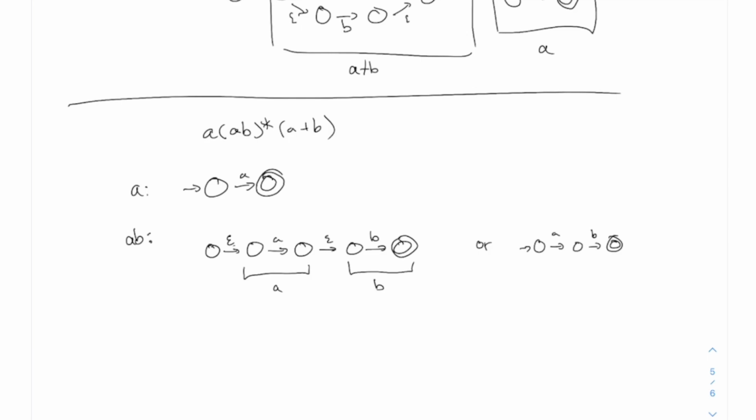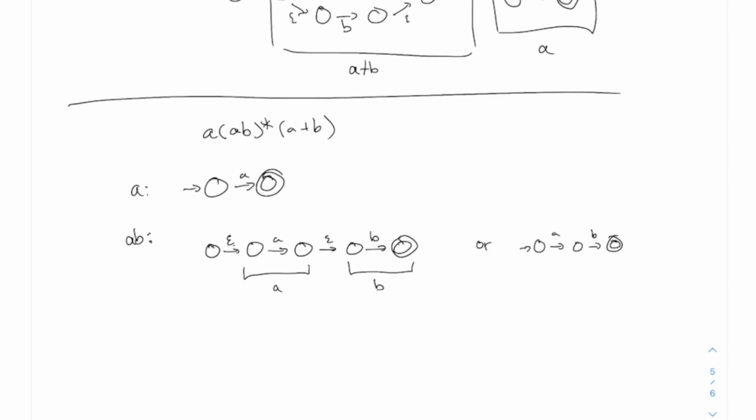And you can remove that epsilon because you know that a is always going to be followed by b. This means you do a, then you just go over here without doing anything, and then you do b. That's the same as just doing a followed by b. So those are equivalent. All right.